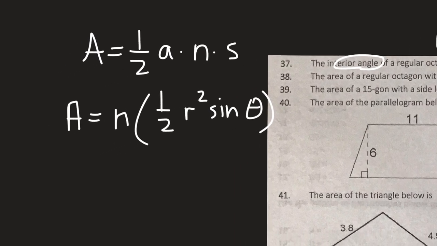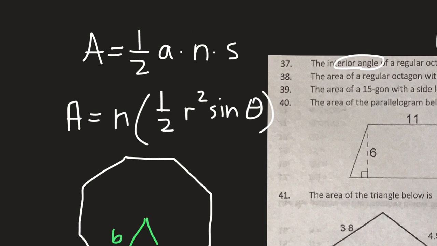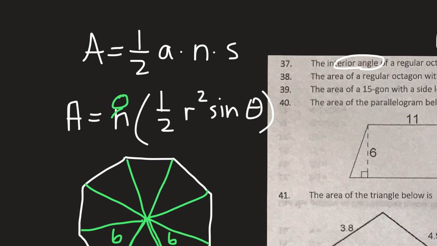Okay, so let me draw the octagon on here so we can talk about why we're using this formula. Here's your octagon. We know the radius is 6, which means all of the radii are 6. So we have ourselves a triangle right here. If we did this over and over, how many triangles could we have? Well, we could have 8 triangles. That's why we're using the number 8. That's where n comes in, 8 triangles.